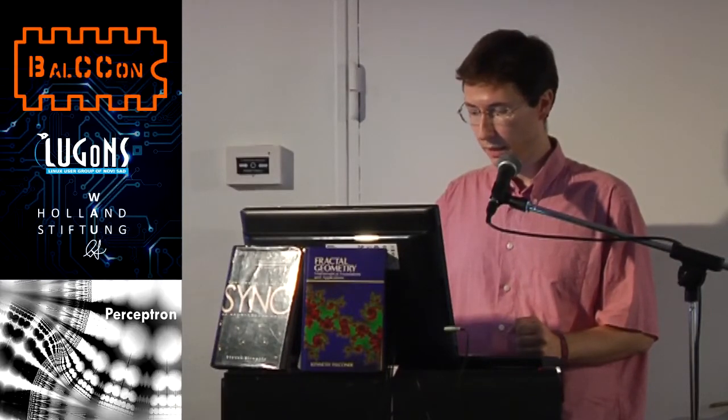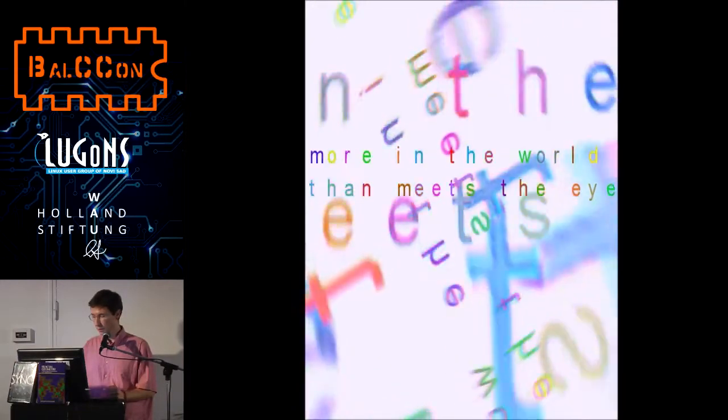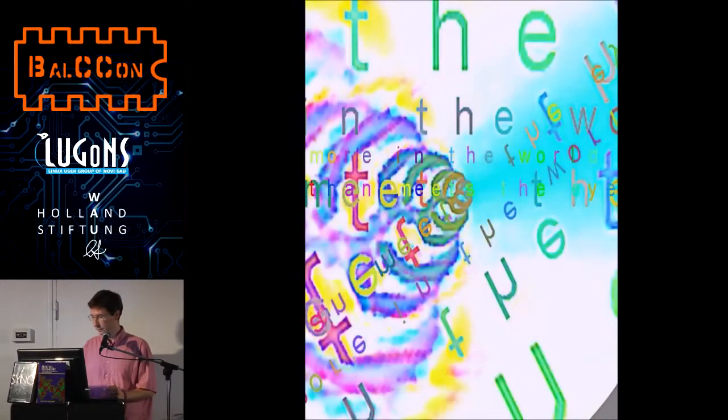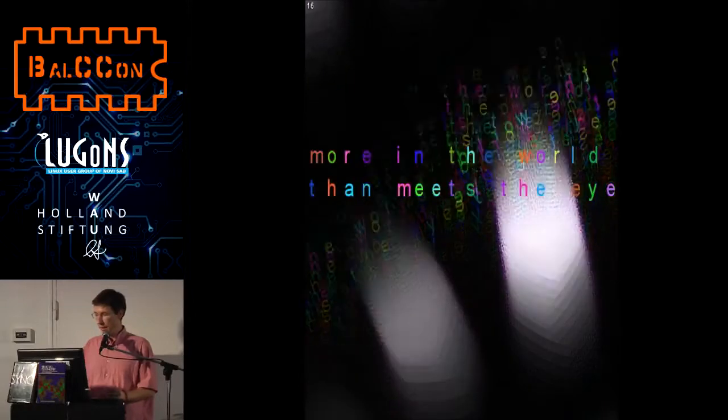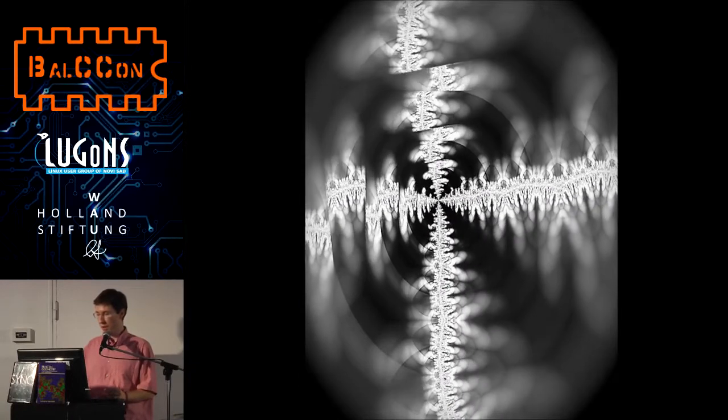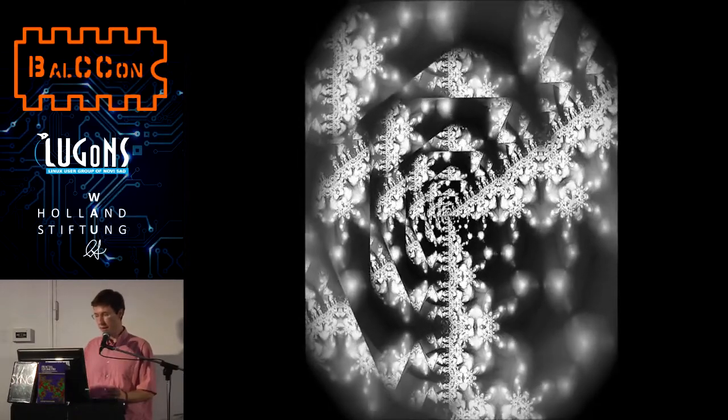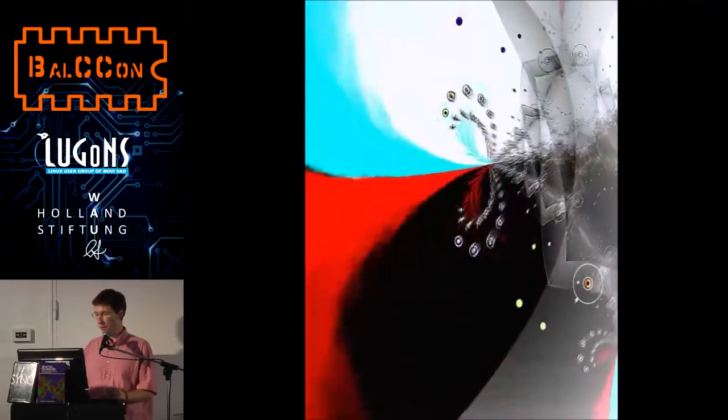So I'm going to show you a little bit of what I recorded in it before coming here. So here we have a persistent banner or a title, more in the world than meets the eye. And the geometric transformation in question is simply the mapping Z, combined with some other maps for special effects.